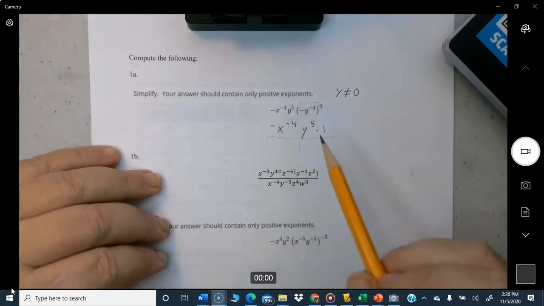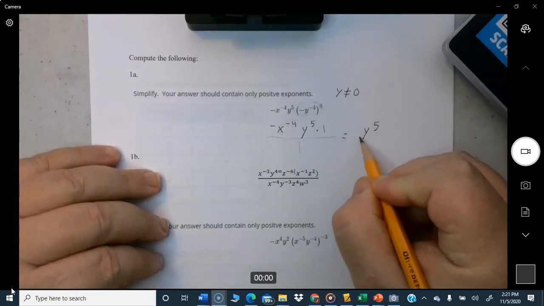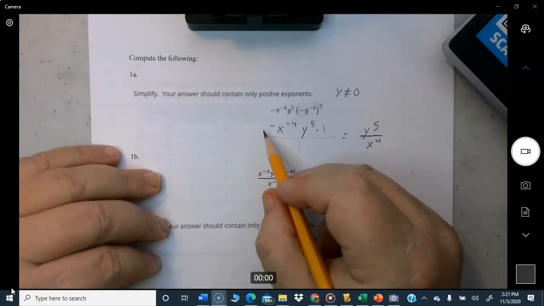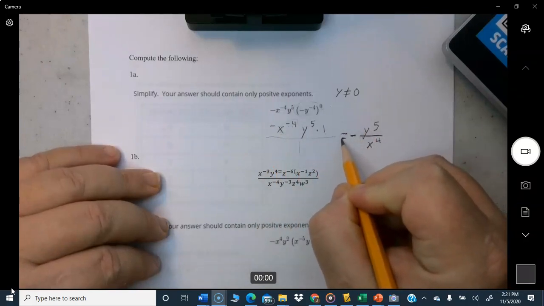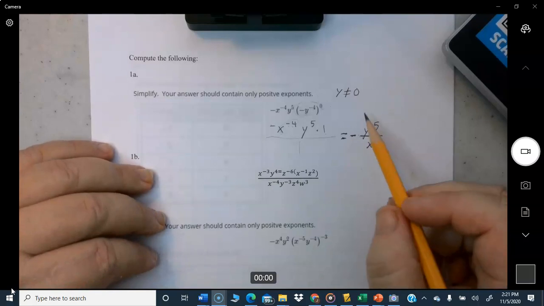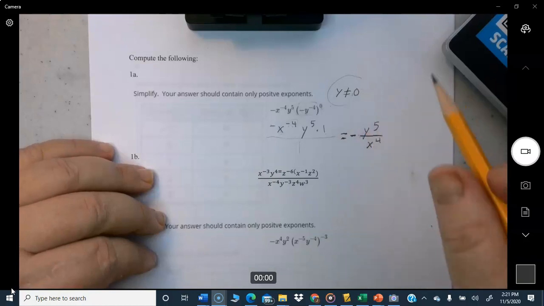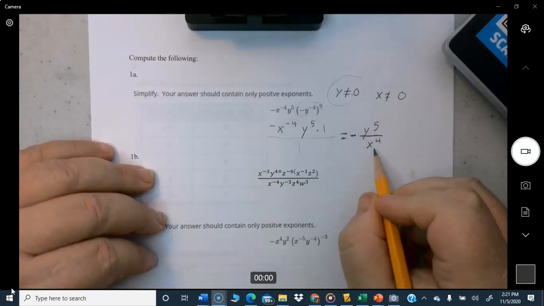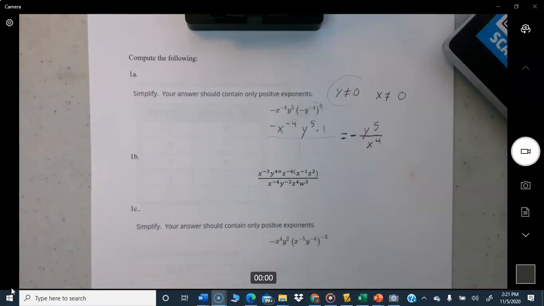Okay, so now we're going to take this and put it down on the bottom. So we're going to write y to the 5th, that stays on top, over x to the 4th. And we don't need to write that times 1 anymore. And there's a negative sign there. It doesn't matter. You can put it on top or bottom or right there. Okay, so it's negative y to the 5th over x to the 4th. That's your answer. And your only condition is that y cannot equal 0. And also x cannot equal 0. Let's go ahead and put that condition in too. Why is that? Because now it's in the denominator, and it cannot be 0. 0 to the 4th would be 0, that would be illegal as well.